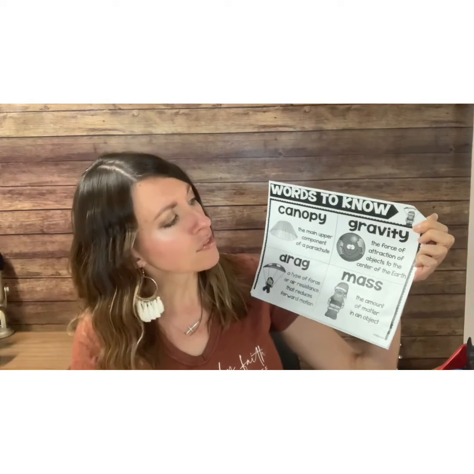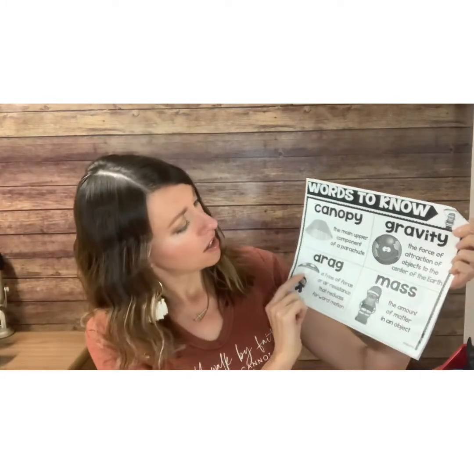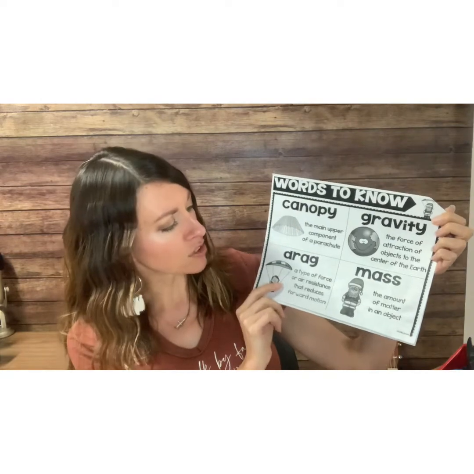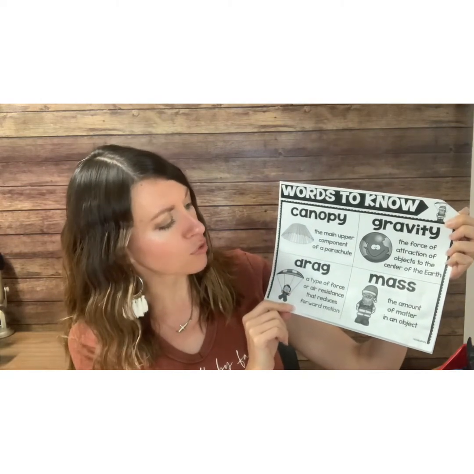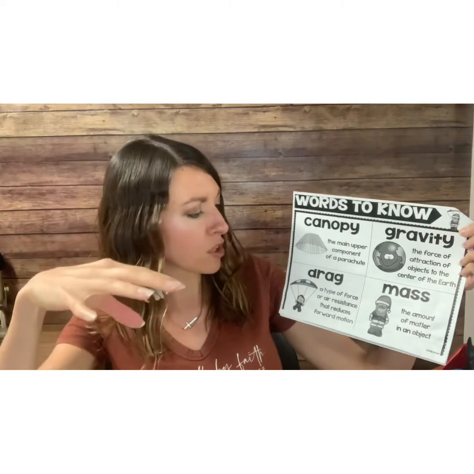Gravity is the force of attraction of objects to the center of the earth. So if I hold up my phone case and I drop it, it's going to fall because of gravity. It's pulled toward the center of the earth. Drag is a type of force or air resistance that reduces forward motion. So because of that parachute holding Santa as he goes down to the ground, it's going to collect drag, which is force or air resistance that reduces forward motion. So it's going to make his landing a little softer.